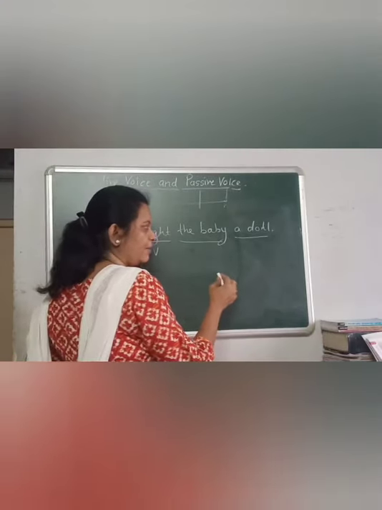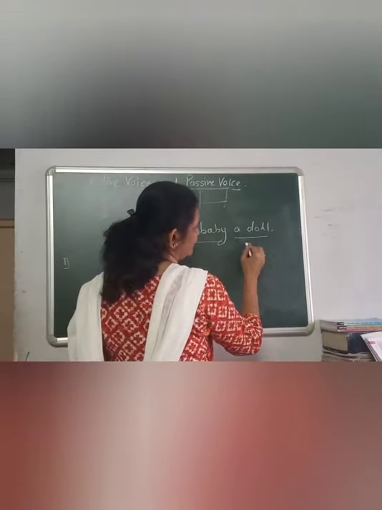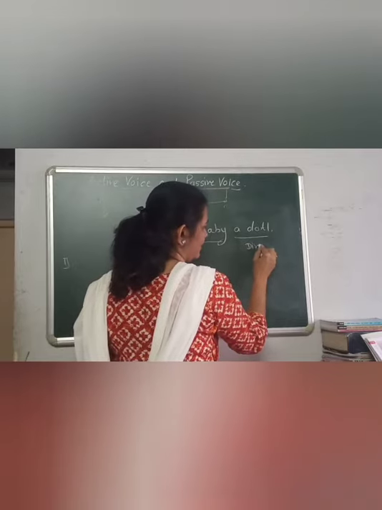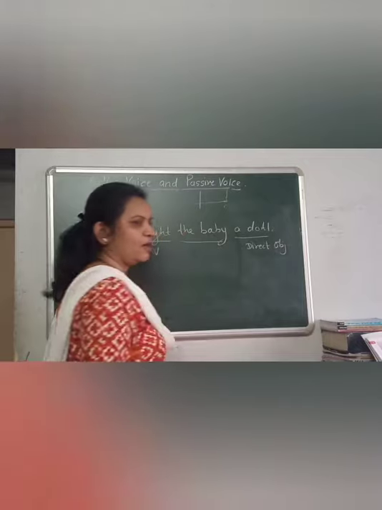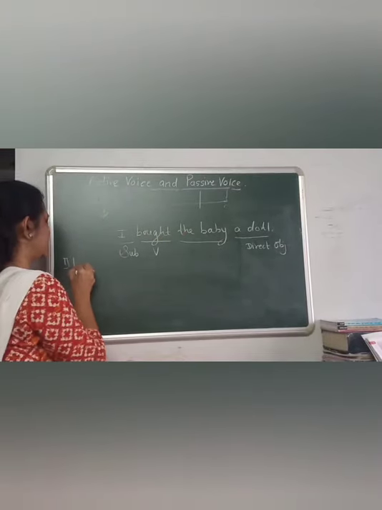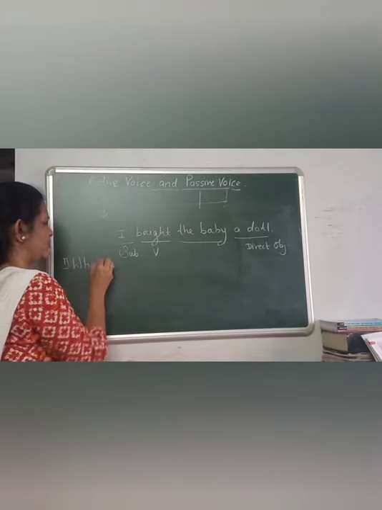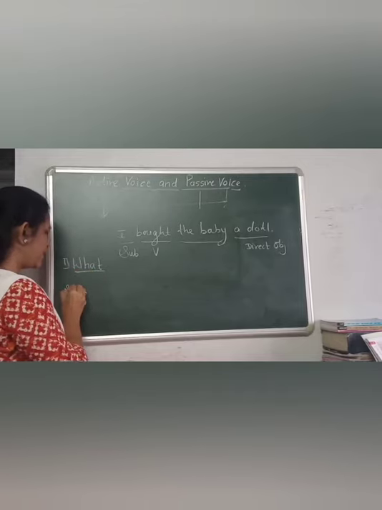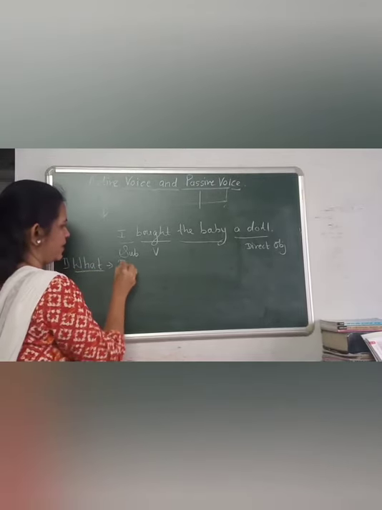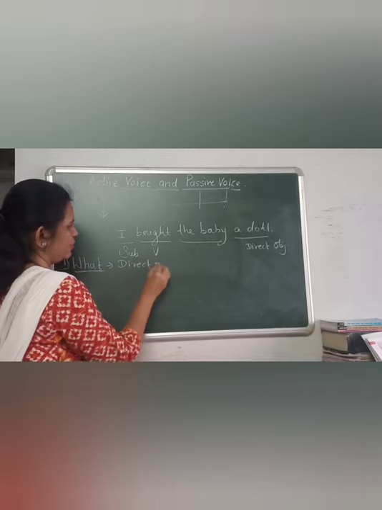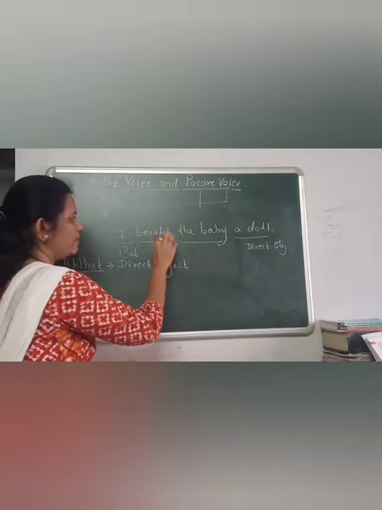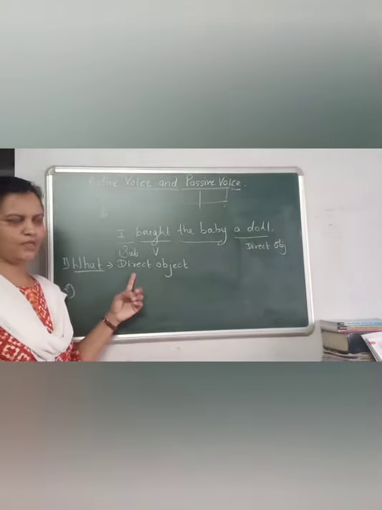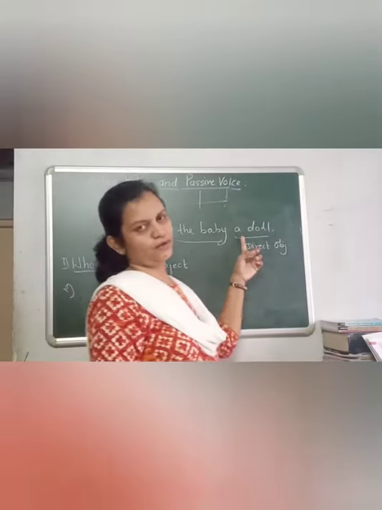What did I buy? I bought a doll. So it is the direct object. Which object? Direct object. Because here we ask the question by using the WH word, what. Second is here. Here I will write direct object. So it will be easy for you. Whenever you ask a question by what to the verb, at that time you get the direct object. And here a doll is the direct object.